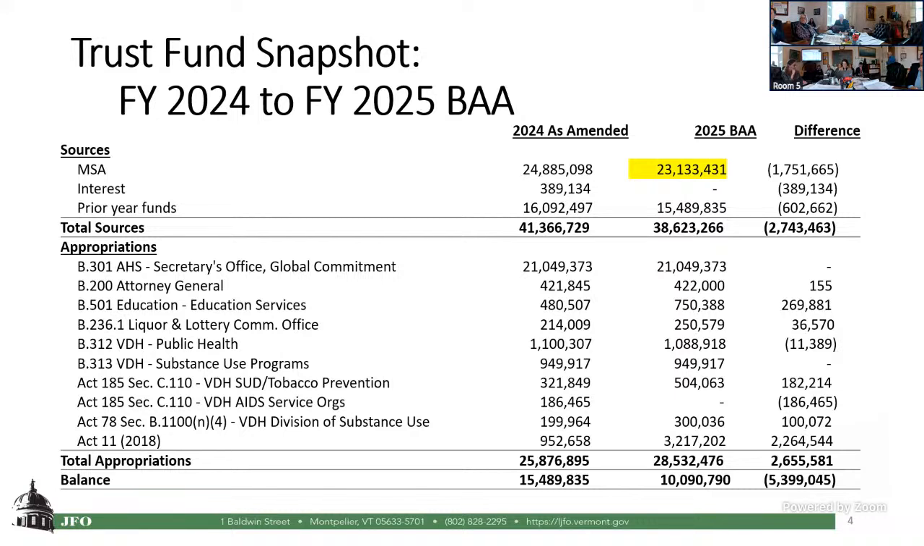Where do you think the schools one was? In 501, the education and education services line. And then there are programs at the health department and substance use, and the health department should speak specifically to those.